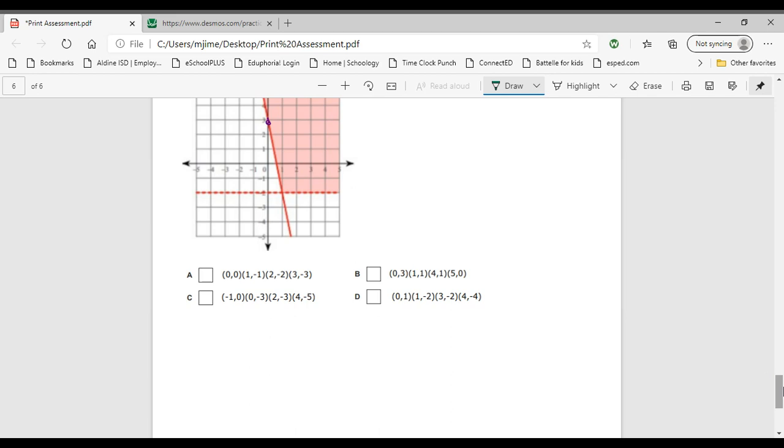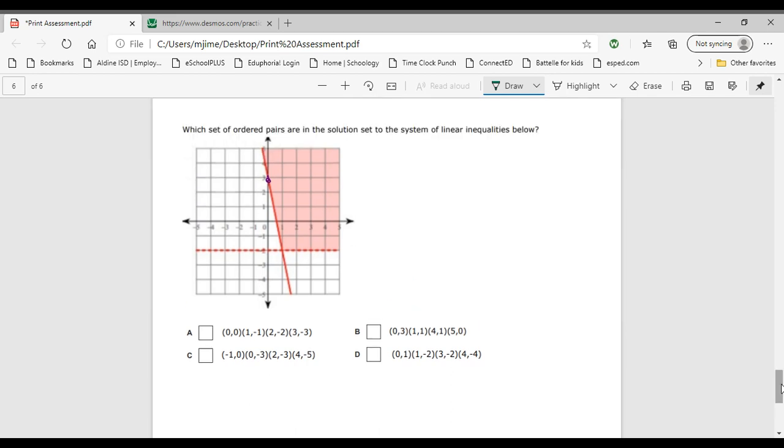This one, you're just plotting the ordered pairs and seeing which one matches. All right, 0, 0 is right here. Because it's not inside the shaded part or on the solid line, it's automatically out. Because every ordered pair better be on the line or in the shaded part. So 0, 3 is here. 1, 1 is here. So I have to check that all the other two ordered pairs also are in the shaded part or on the solid line.